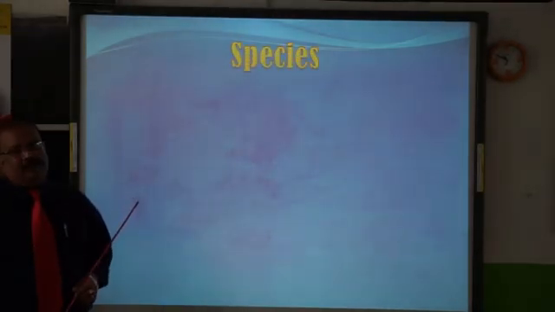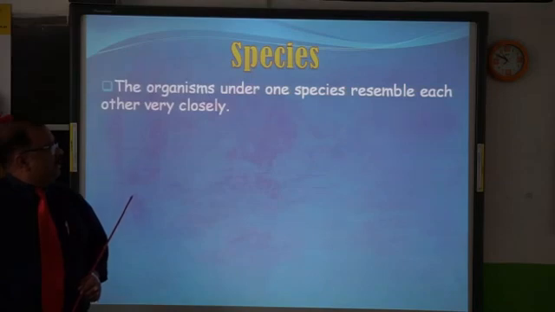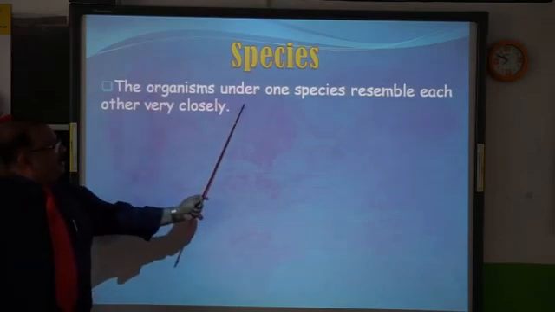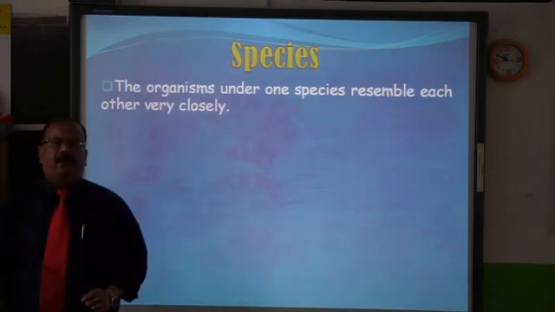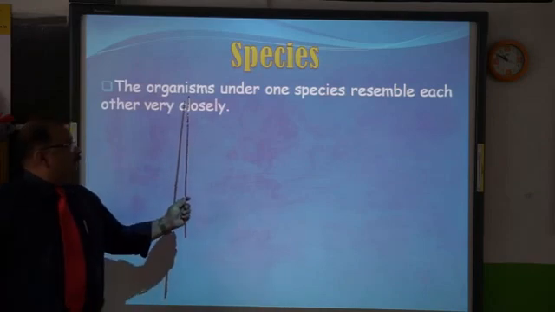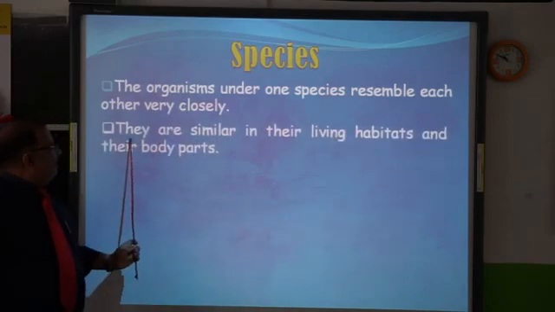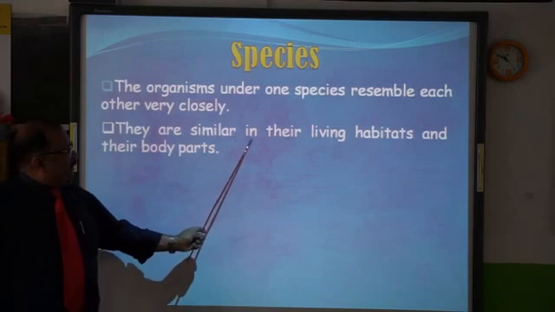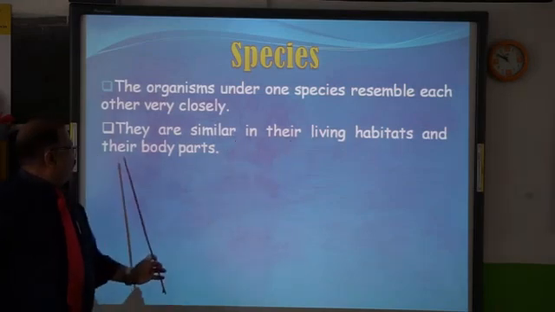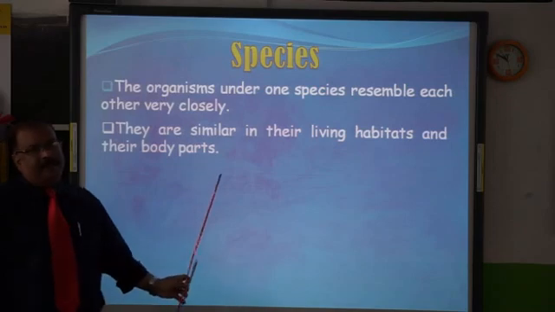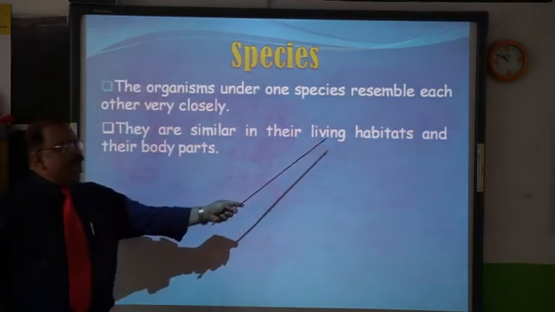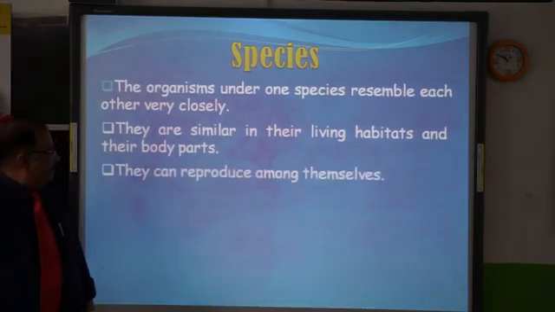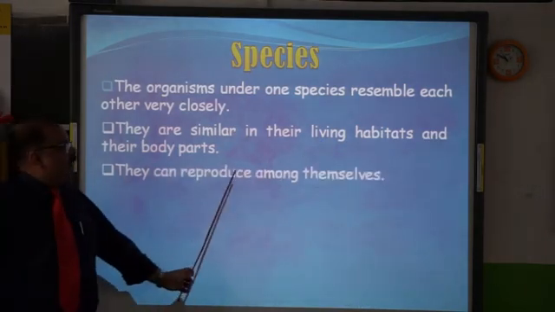Now the lowest one, the unit is species. The organisms under one species resemble each other very closely. A lot of similarities are there in the members of a species. They are similar in their living habitats, their body and their body parts. The parts of their body are the same and their living habitats are also similar. They can reproduce among themselves.